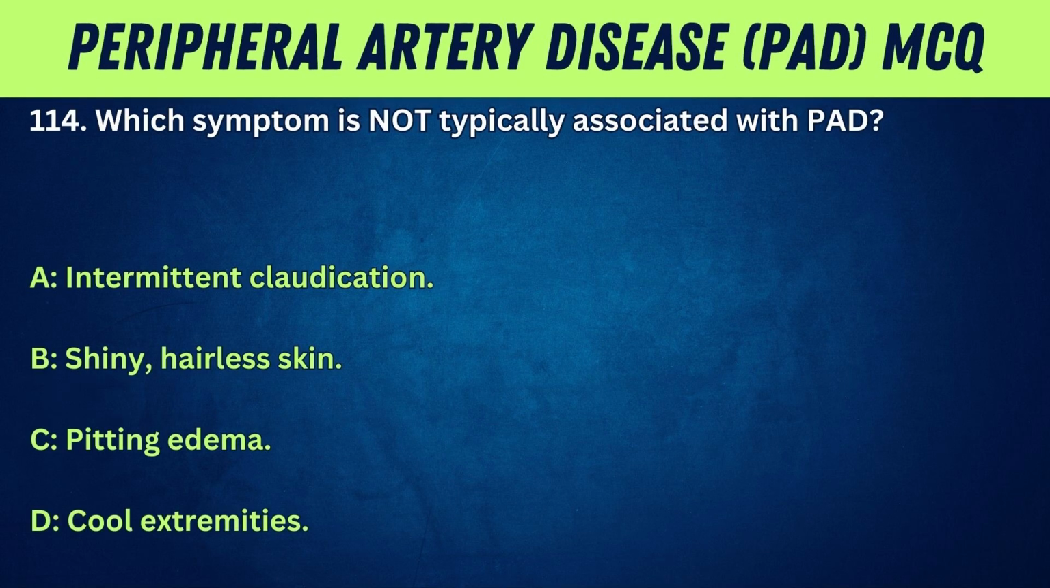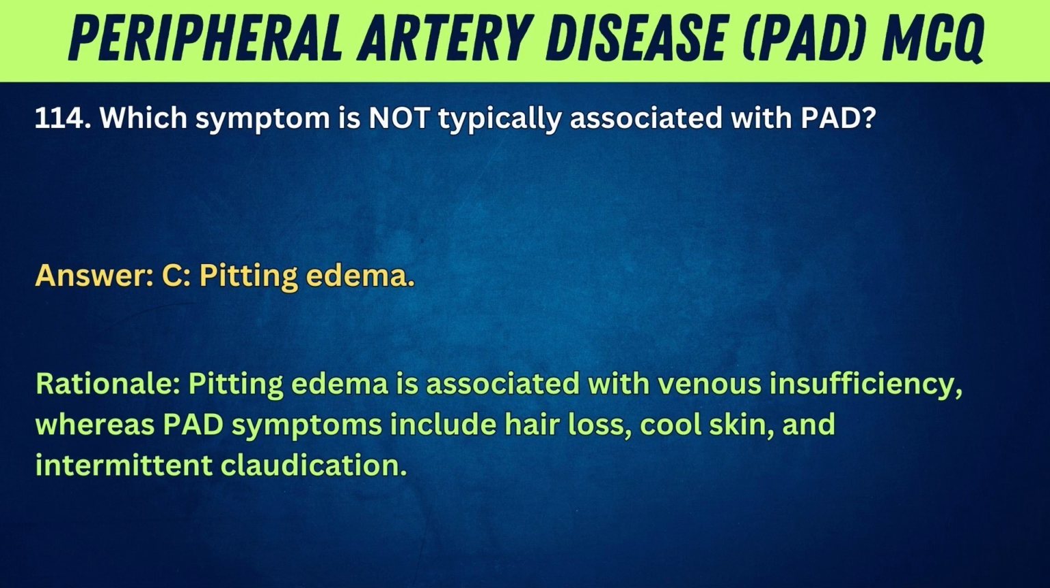114. Which symptom is not typically associated with PAD? A. Intermittent claudication. B. Shiny, hairless skin. C. Pitting edema. D. Cool extremities. Answer: C. Pitting edema. Rationale: pitting edema is associated with venous insufficiency, whereas PAD symptoms include hair loss, cool skin, and intermittent claudication.